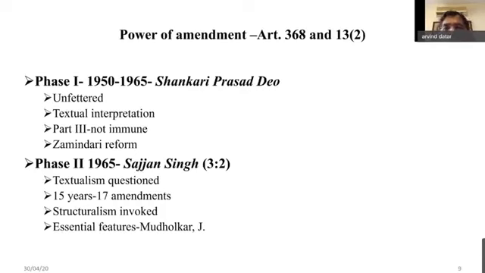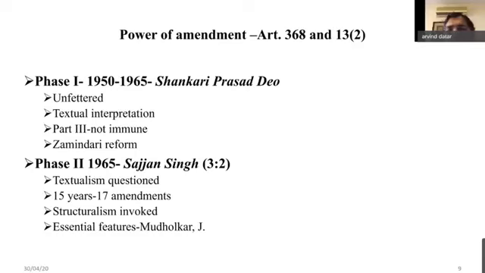Now, look at the scenario by 1965. You had 17 amendments in 15 years. And for the first time, 2 judges, as I said, 3:2, 2 judges, Hidayatullah and Mudholkar, said, please pause. Please pause. Is a little interpretation enough? Hidayatullah asked the question that take away fundamental rights. He puts it very nicely. He said, are fundamental rights the playthings of the majority? That's the question he said.